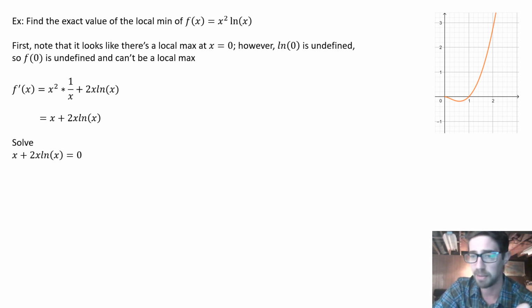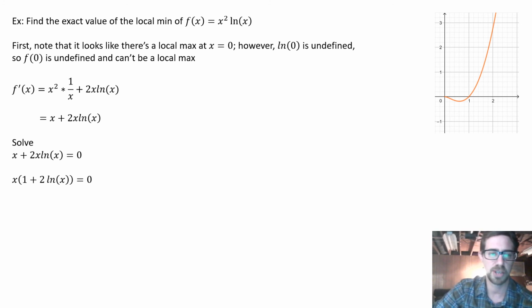Again, you should have already been doing this. You knew you were going to have to do this. Why'd you wait? Don't wait for me. So factor out an x, right? Factoring is a big deal in this part. You get x times (1 plus 2 times ln of x) equals 0.